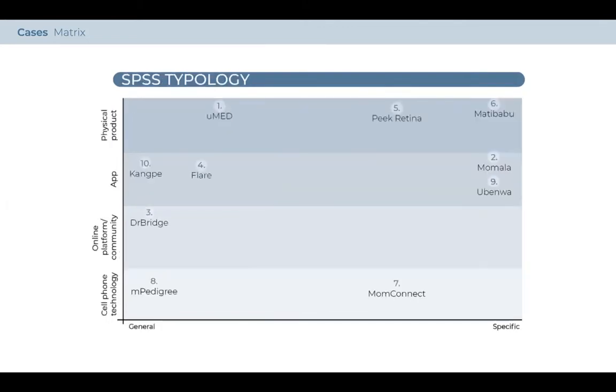And the second matrix that we used, we thought it was also interesting to look at typology. So whether they were specific or general services and products, and the typology of the product or service. And we saw that most of them were either apps or online platforms and communities.